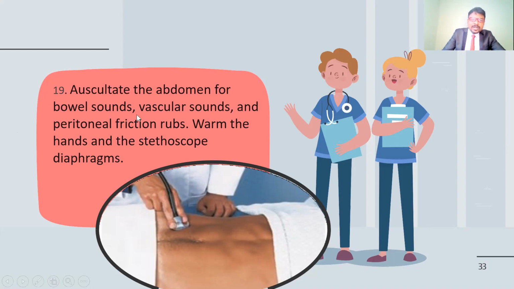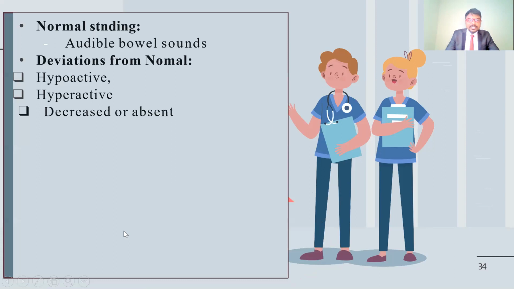So we are going to listen for vascular sounds, bowel sounds, and also peritoneal friction rubs. The first step is to warm the hands and also the diaphragm of the stethoscope. So we have to warm the area and then place the stethoscope. Then we are going to find the bowel sounds, vascular sounds, and peritoneal friction rubs, because we auscultate during the assessment.